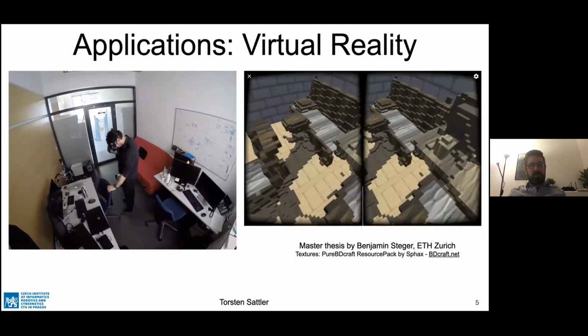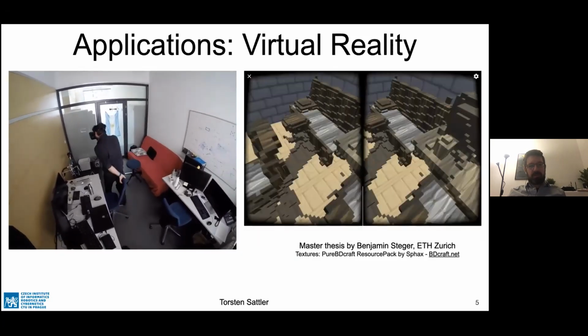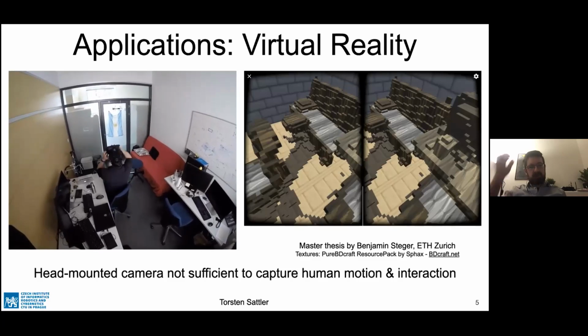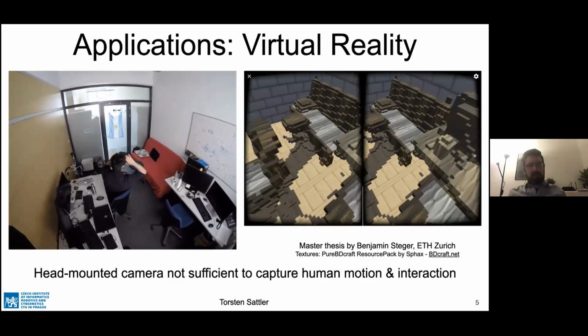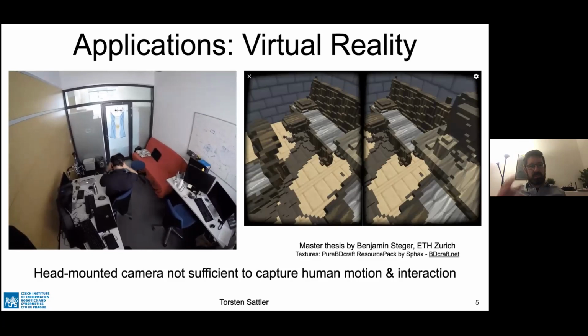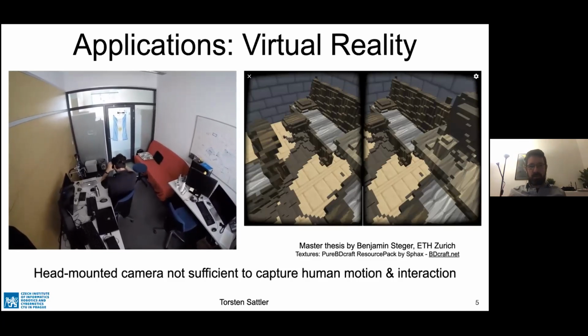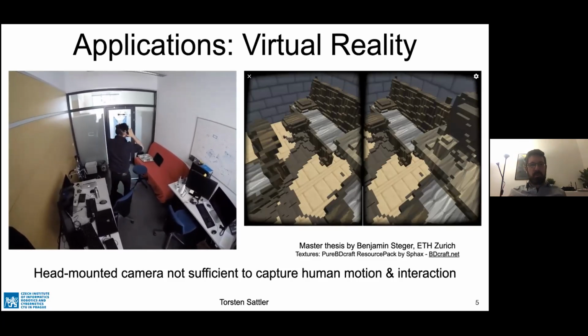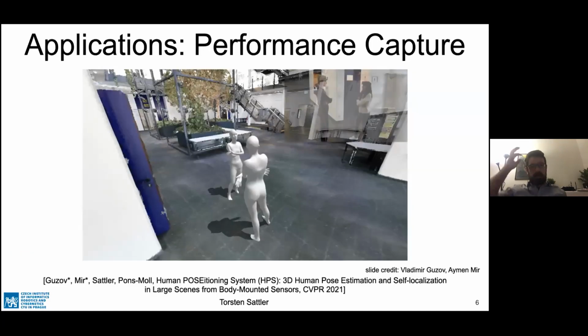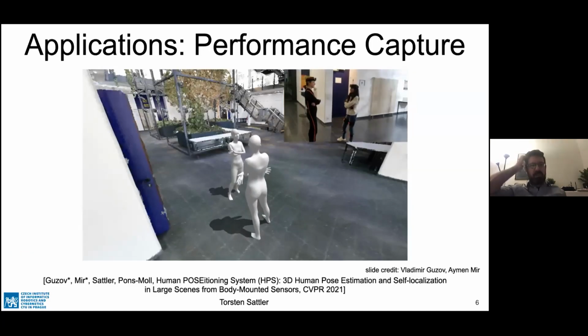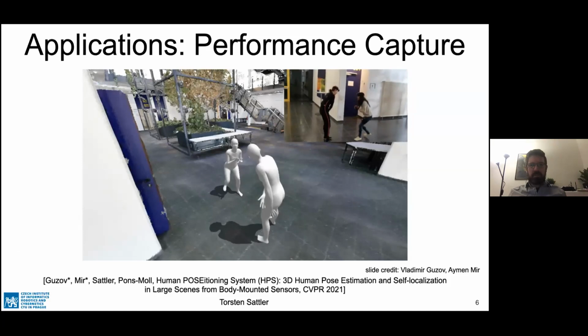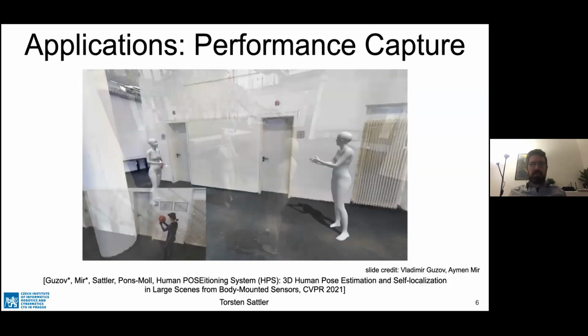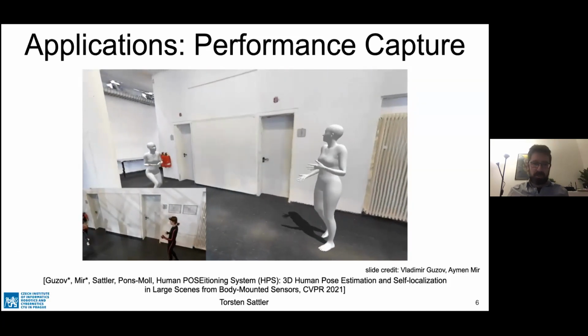And the reason for this is that we built a static scene. And we could basically just track the movement of the user based on the movement of this heads-up display that the user is wearing. But we couldn't model interaction. And we couldn't also model the rest of the body. This is something that we tried to address last year.